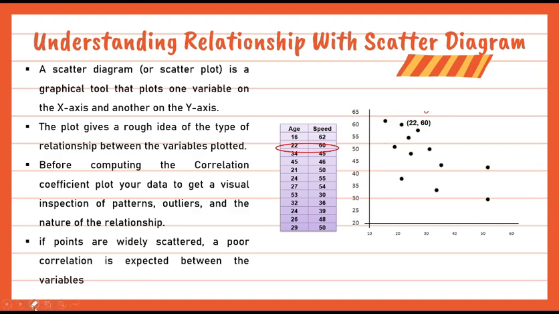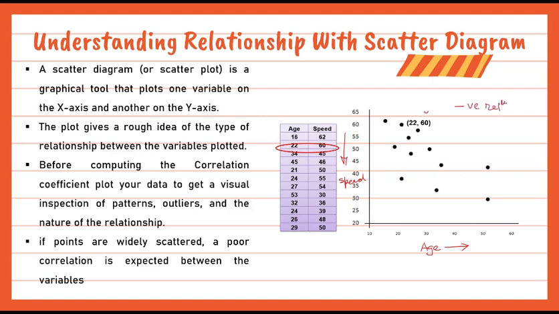Now if you look at the points, you see that as age is increasing, because this is age, there is a tendency of the points coming down. That means as age increases, the speed comes down. This is speed. So these points are coming down. So this indicates that there is a negative relationship.